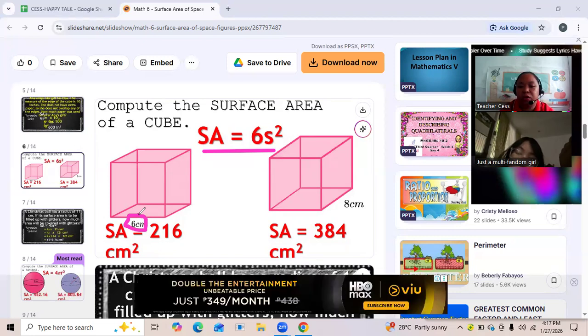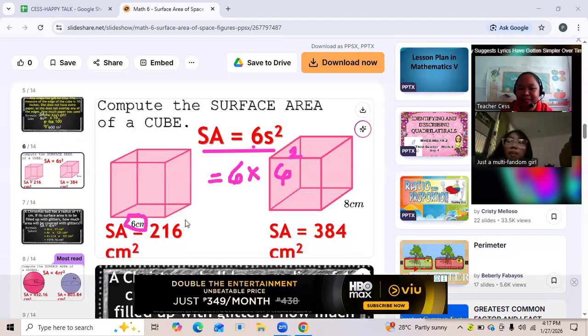So applying the formula, SA is equal to 6. Bring down the 6, and then multiply, because 6s means 6 times s. Here s is 6 centimeters, so it means 6 centimeters will be squared. Right? Can you follow?